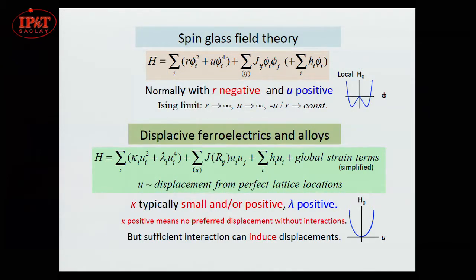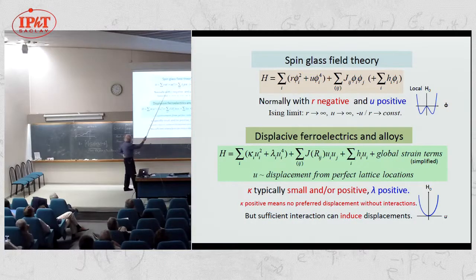The typical kind of spin glass theory that you find in the book by Cyrano and Irena is a Hamiltonian with soft spins like this. Normally in this kind of language, when thinking of Ising spins, and all the talks have been on Ising spins, that corresponds to this situation where R is negative, U is positive, and in the limit where R goes to infinity, U goes to infinity, and the ratio goes to a constant, it gives you the Ising system. So the local Hamiltonian has two dips here, and these correspond to the two Ising cases. In the case of the displacive ferroelectrics, the variables are the displacement rather than the field. That's the field.